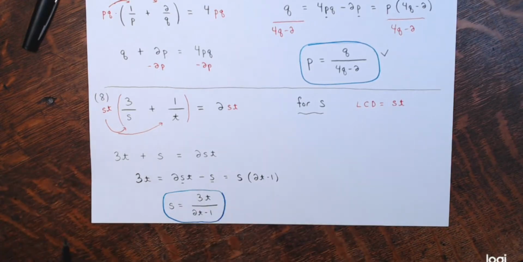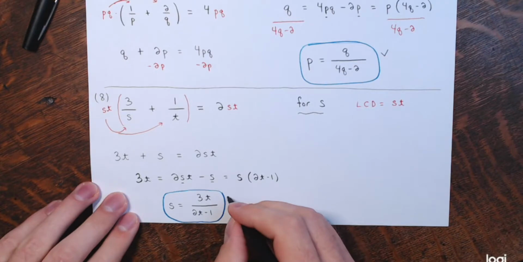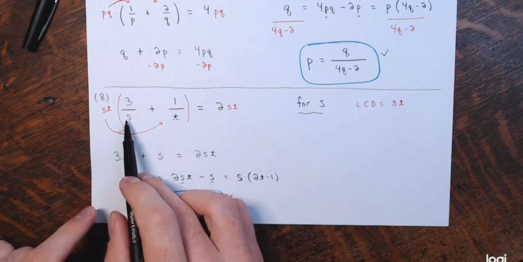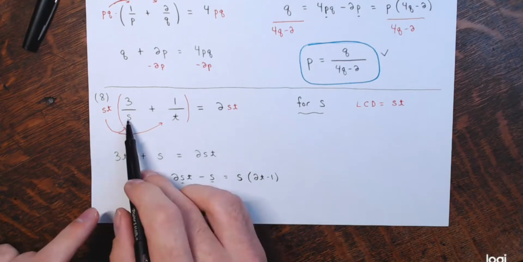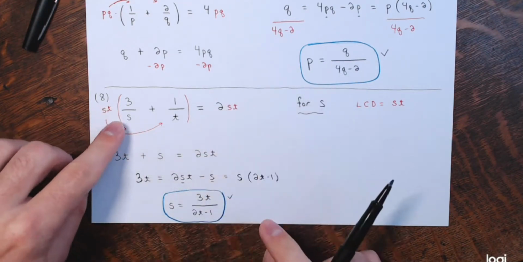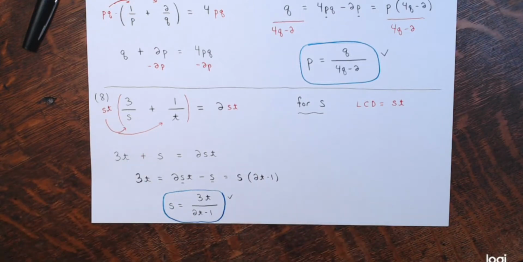3t over 2t minus 1. And once again, check it. Replace s back in the original equation. Replace s, the way it originally looked before I did all the writing here, with this expression, and it should make that original statement a true statement. But I leave it to you to check.